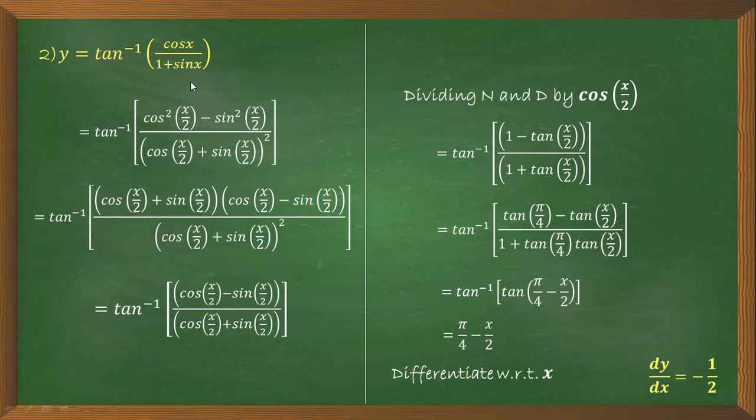So here the simplification is very important, by which either you will get pi by 4 plus x by 2 as in the previous example, or pi by 4 minus x by 2 like this. In that case dy by dx is 1 by 2, and in this case it is minus 1 by 2. Now we will see another trigonometric relation, a special relation.